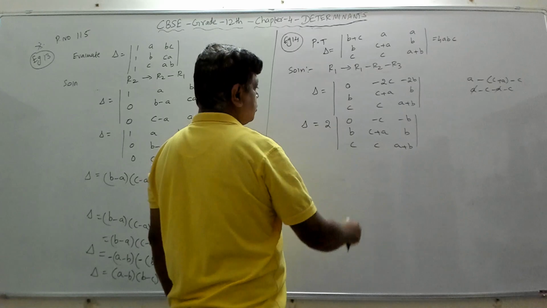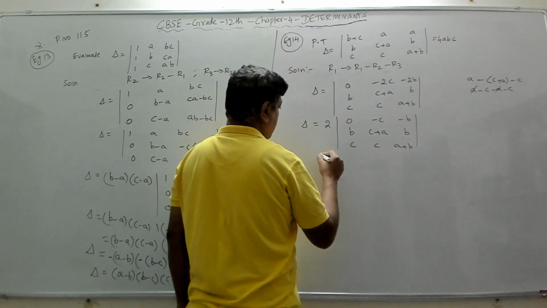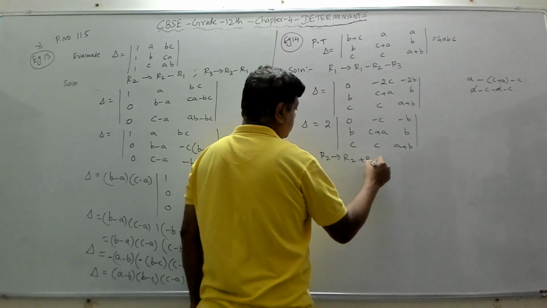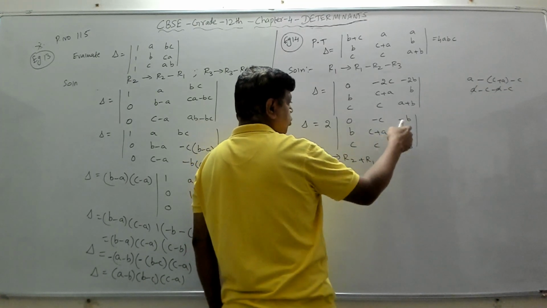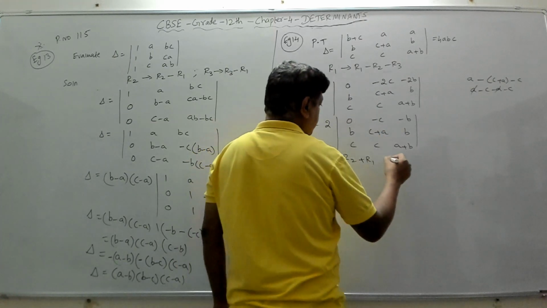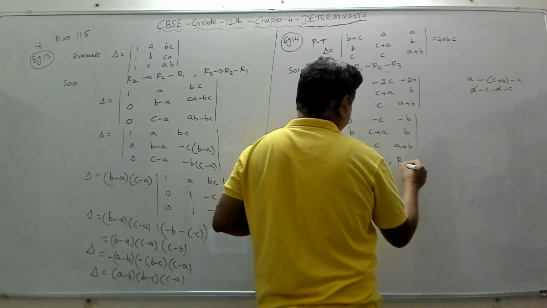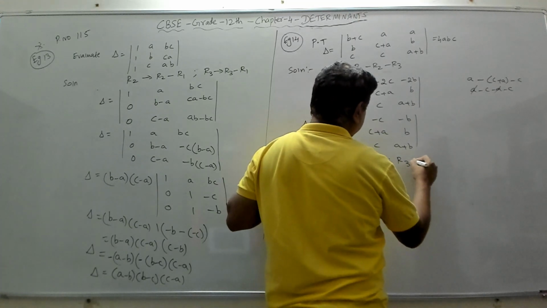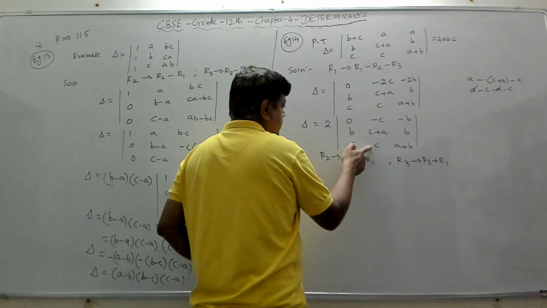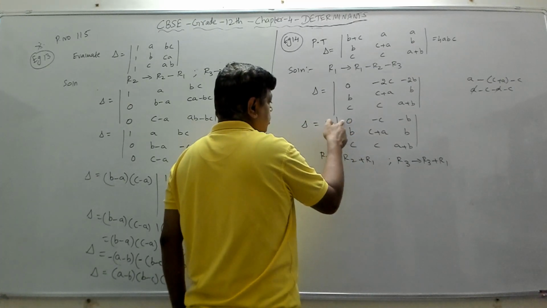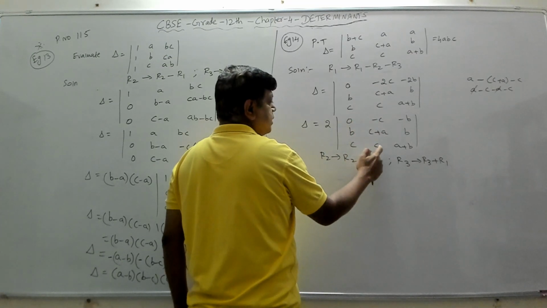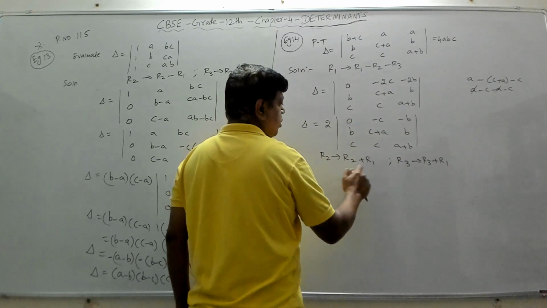Fine. So we will do R2 implies R2 plus R1. I'm going to add these two, and we'll get 0. That is my R2. Similarly, my R3 will become R3 plus R1, which means I'm going to add this and this. So C plus 0 will give me C. C plus minus C will make this 0. So I'll get this 0 and this 0 if you apply these two operations.